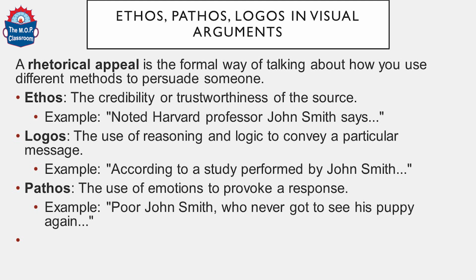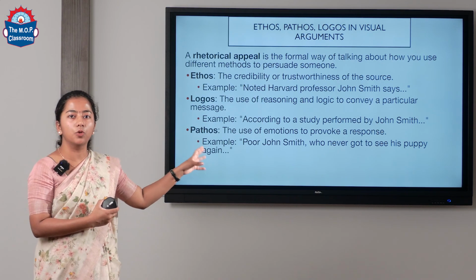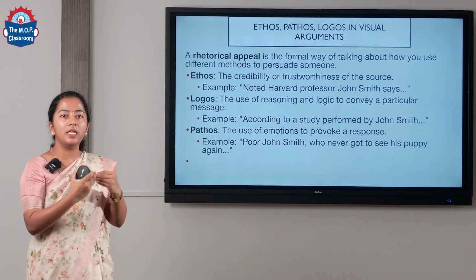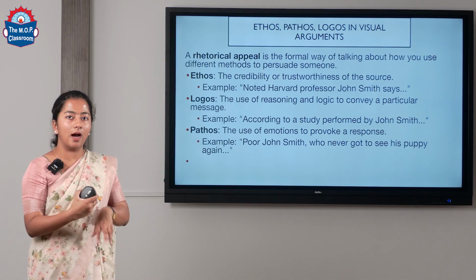Now, what are these words? Let us look at it. Ethos refers to the credibility or trustworthiness of a source. Take a look at this example. Noted Harvard professor John Smith says. So it is appealing to the credibility of this professor, where it says the noted Harvard professor John Smith says. So whatever he is saying could have some credibility to it. That is how it appeals to our ethos, how it puts forward ethos in its argument.